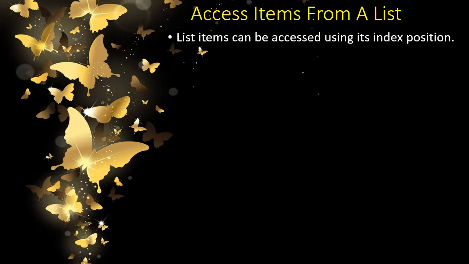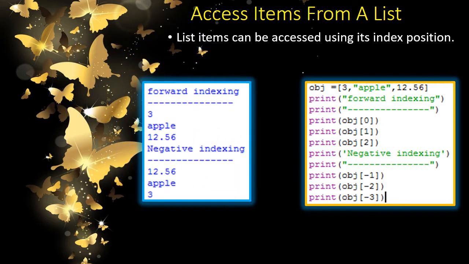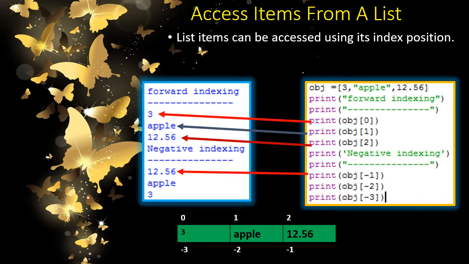We can access the elements of a list using the index of the list. You see the example. So obj is the list object. It contains the values 3, apple, 12.56, and the forward positions are 0, 1, 2, and the backward positions are -1, -2, -3. If you want to access the 0th position, we should give the object with square brackets of 0. So 3 is displayed. Likewise, the first position and second position elements are printed. Likewise, the reverse order also you can print. If you give object of -1, then 12.56 is printed, and -2 gives apple, and -3 represents the 3.